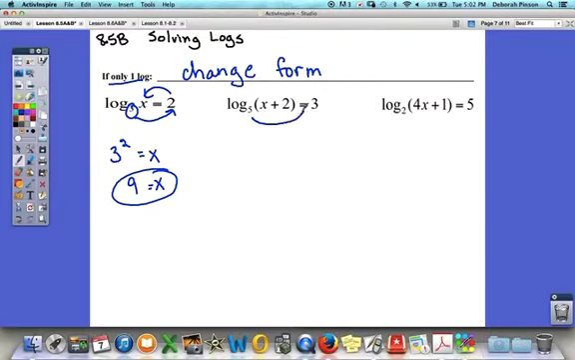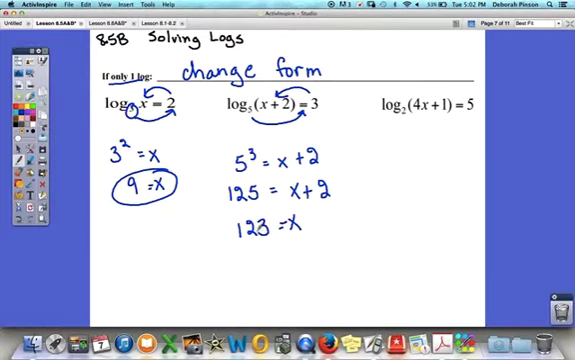I'm going to change form. So 5 to the third equals x plus 2. And then go through and solve. So this is 5 to the third, 5 times 5 times 5. And then I'll subtract the 2. So you get the idea here.